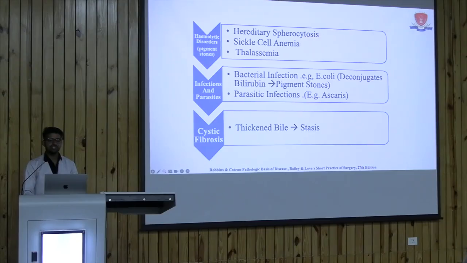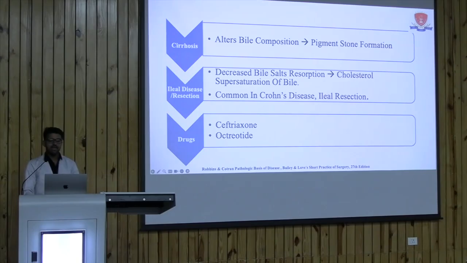Conditions like cystic fibrosis favor the thickening of bile, leading to biliary stasis. And in conditions like cirrhosis, which alters the bile composition, it aids in the process of pigment stone formation. In case of ileal disease or ileal resection, bile salt resorption is decreased, resulting in cholesterol supersaturation of bile. And certain drugs like ceftriaxone and octreotide also act as etiological factors for the formation of gallstones.